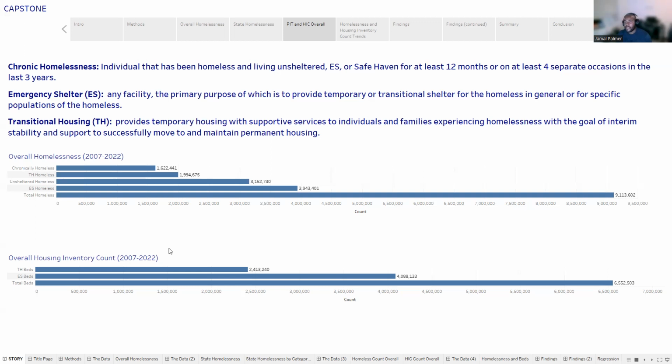But here we could just see that homelessness has vastly outmatched the amount of beds available, at least over the span of this 15 years.